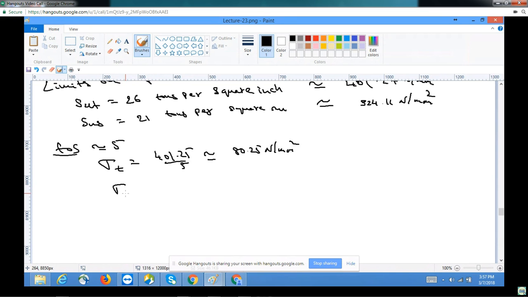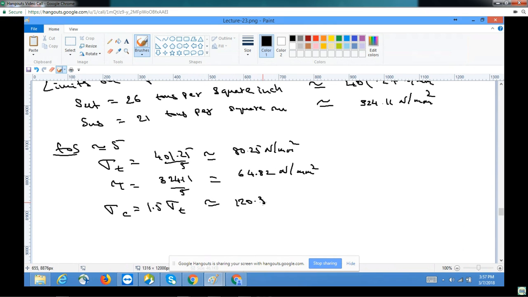and shear stress tau is given by 324.11 by 5, which is 64.82 Newton per mm square, and sigma c is taken as 1.5 times sigma t, so that would come out to be 120.38 Newton per mm square.